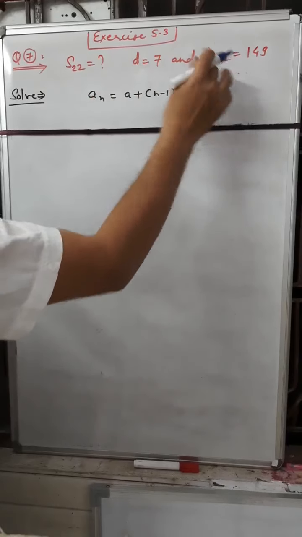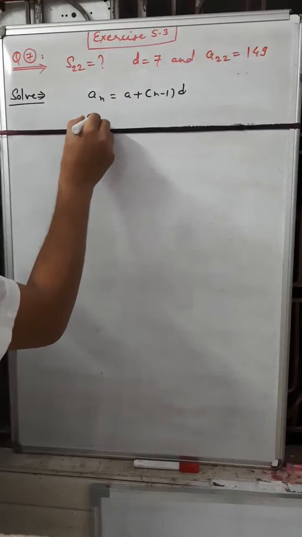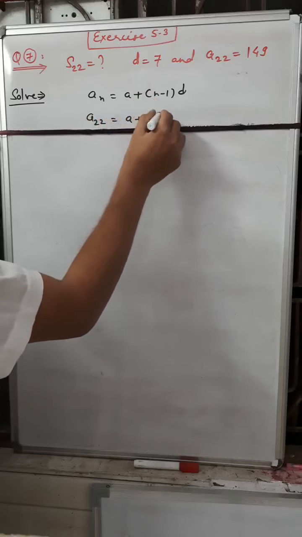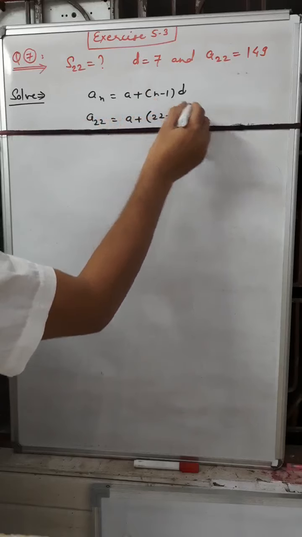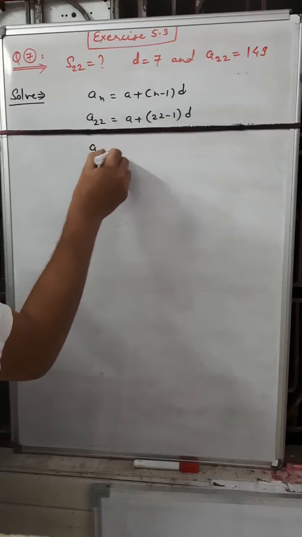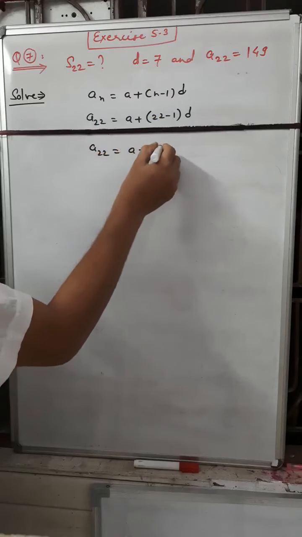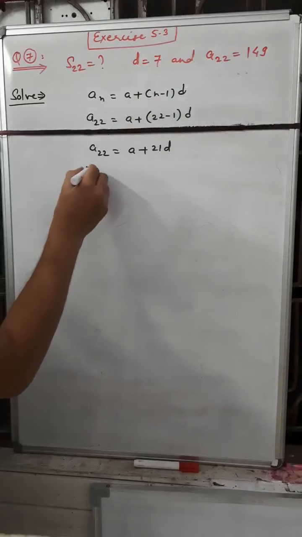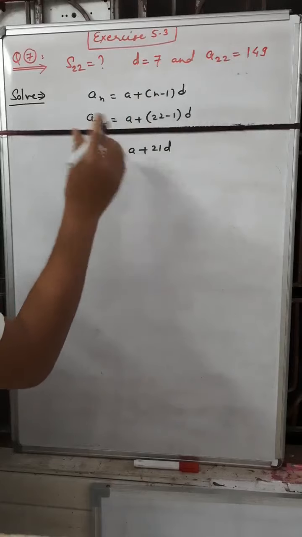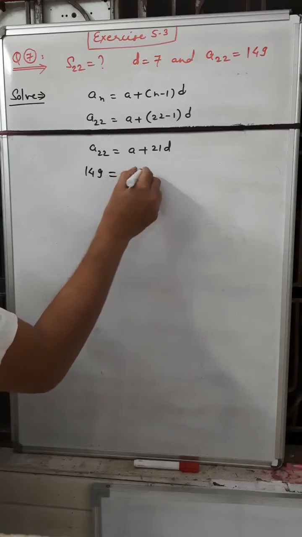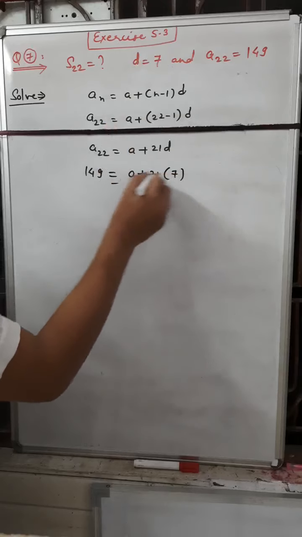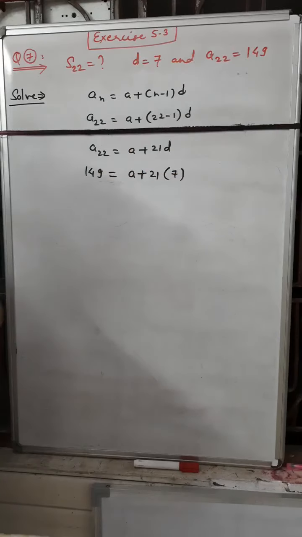Here n is equal to 22, so in place of n we are putting 22, that is 22 minus 1 into d. That means a22 is equal to a plus 21d. a22 is given in the problem as 149, a we don't have and need to find out, and d is given as 7. So from this equation we can easily find out the value of a.